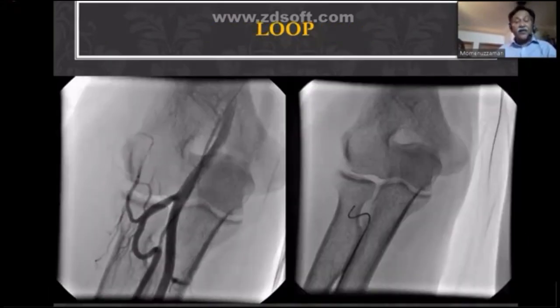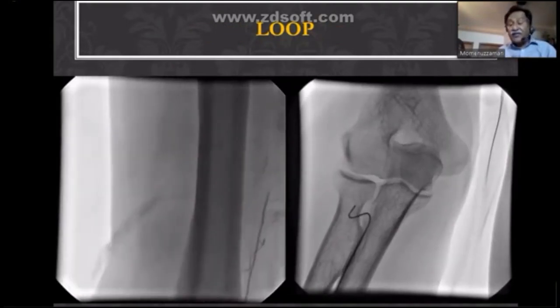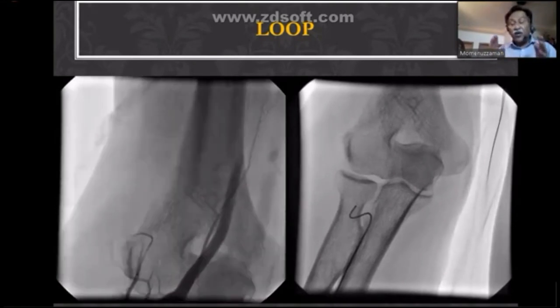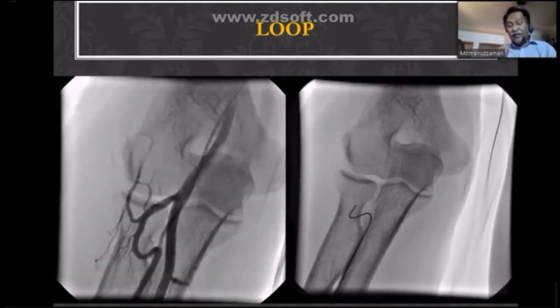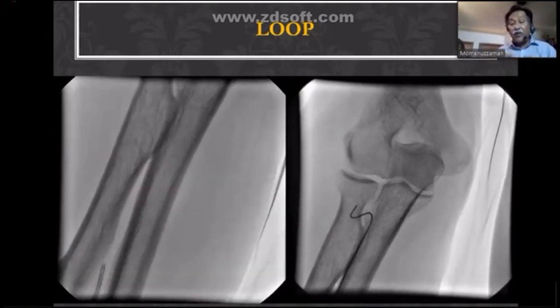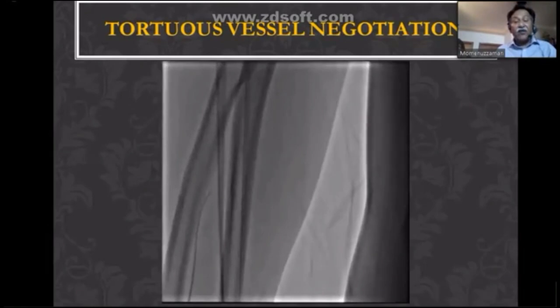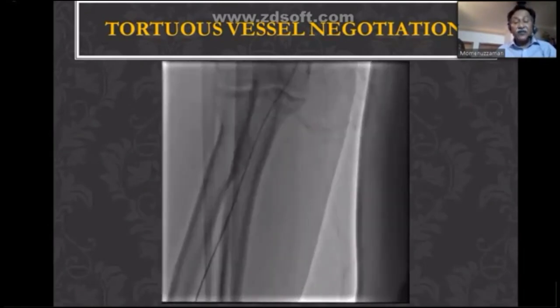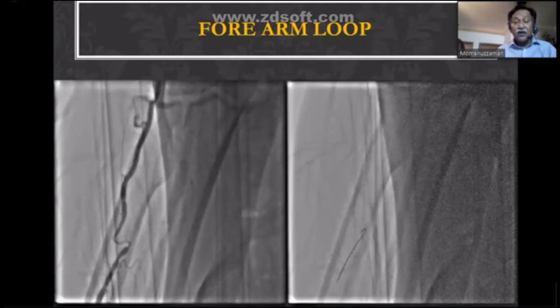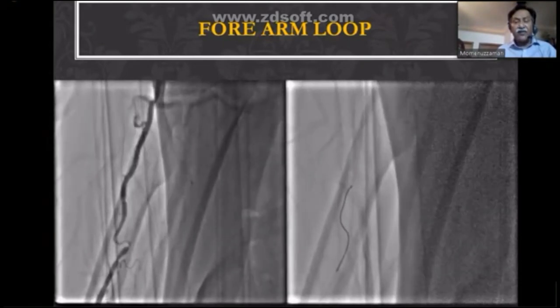The same thing can happen nowadays in the radial artery. The radial artery is a small caliber artery, but it is very sensitive. If you do too much manipulation, it will go into spasm. So if you feel there is resistance, immediately check by a hand injection, so that you will see what the location is and how it's going on. In that case, you may take a gliding wire, or you may take a coronary wire, like this one. You can track this coronary wire through this, and you can finish the job without much manipulating the catheter within the radial artery.